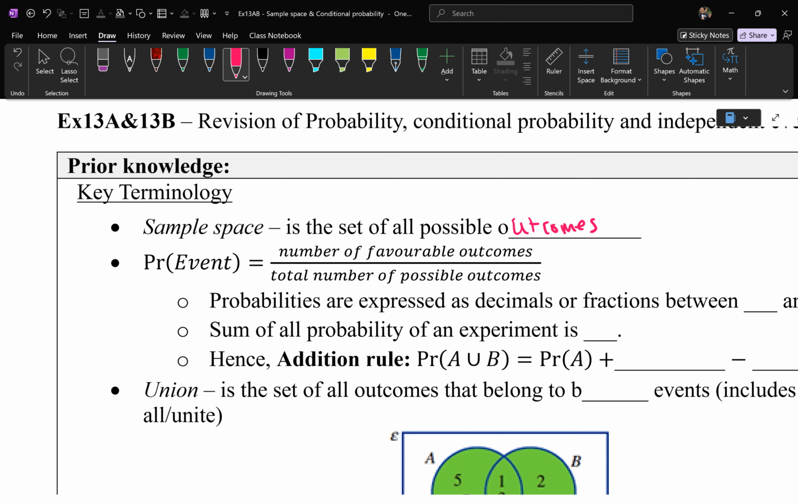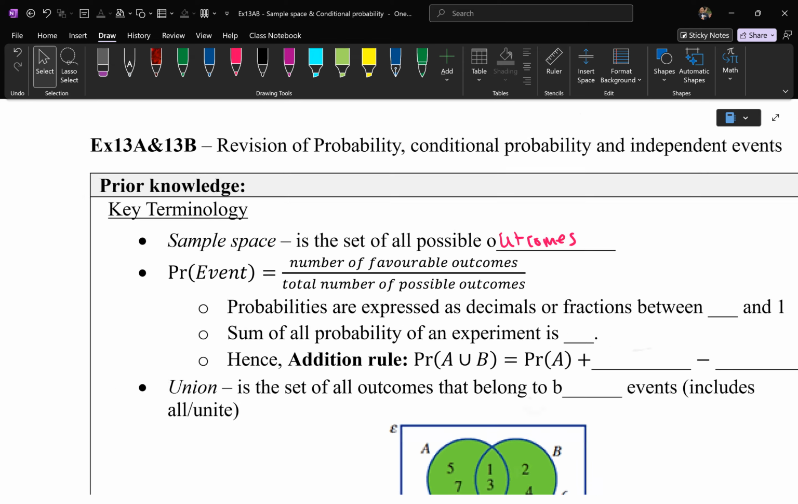PR, open brackets, event, close bracket. Event means the chances of what it is that you're looking for. We call that an event. So hence, number of favorable outcomes. So what you're interested in out of the total possible outcomes.